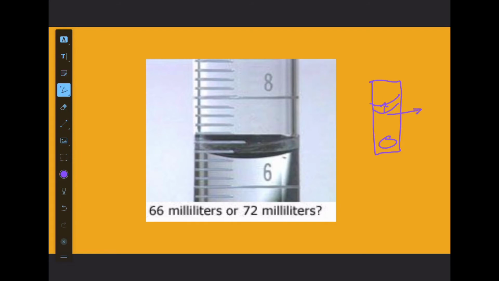One thing I want to note here is that when you're reading a graduated cylinder, you read from the bottom of the meniscus. This loopy shape right here is the meniscus, and you want to make sure you're taking your measurements from the very bottom of that. So this would not be 71 or 72, but instead it would be 66 down here.